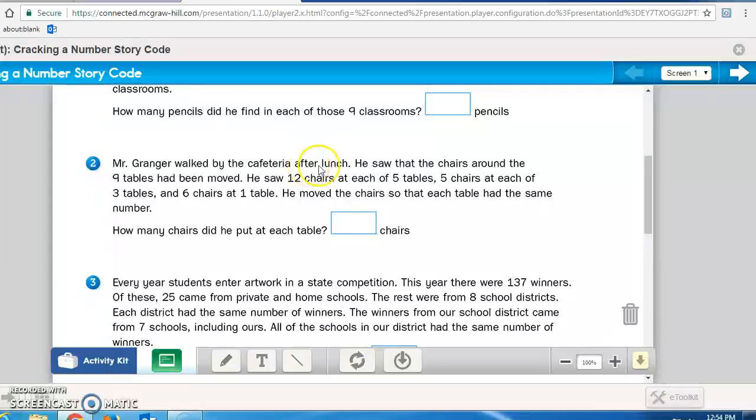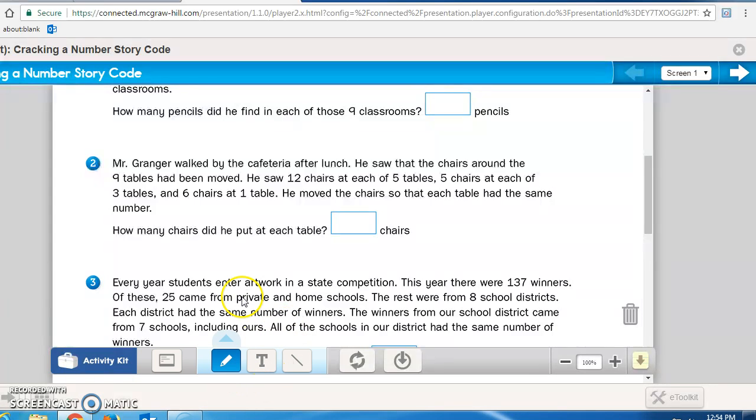All right, problem number 2 says, Mr. Granger walked by the cafeteria after lunch. He saw that the chairs around the 9 tables had been moved. He saw 12 chairs at each of the 5 tables, 5 chairs at each of the 3 tables, and 6 chairs at 1 table. He moved the chairs so that each table had the same number. How many chairs did he put at each table?